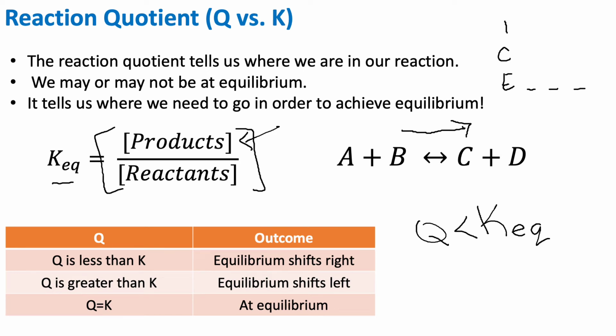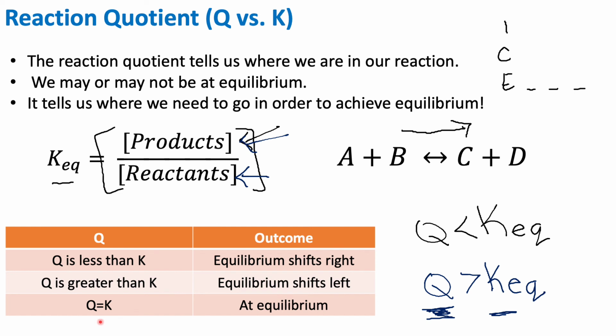Now, let's say that our Q is bigger than our KEQ. So we have a large Q and we have a small KEQ. So how do we make this Q smaller? In order to make this Q smaller, we have to make the reactants larger and the products smaller because we want to get a smaller number. In order to get a smaller number, we have to increase our concentration of reactants. To increase the concentration of reactants, we have to push the equilibrium to the left or towards the reactants.